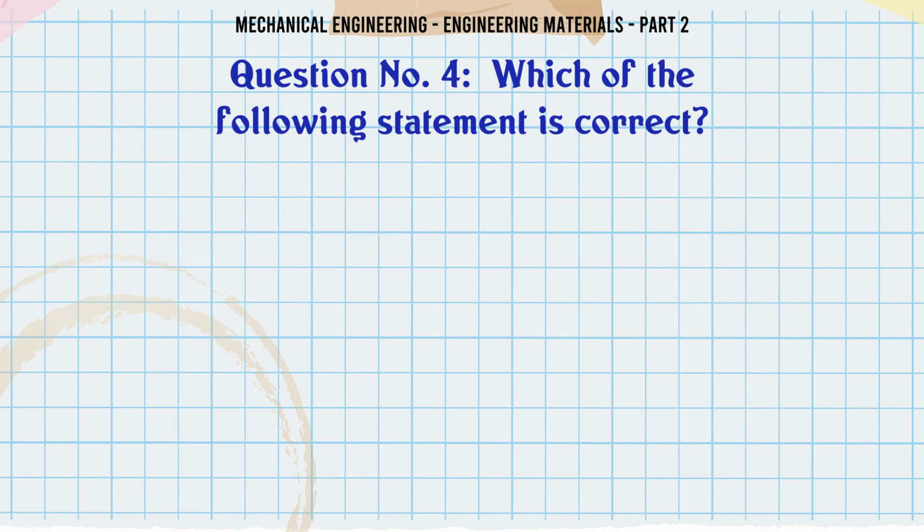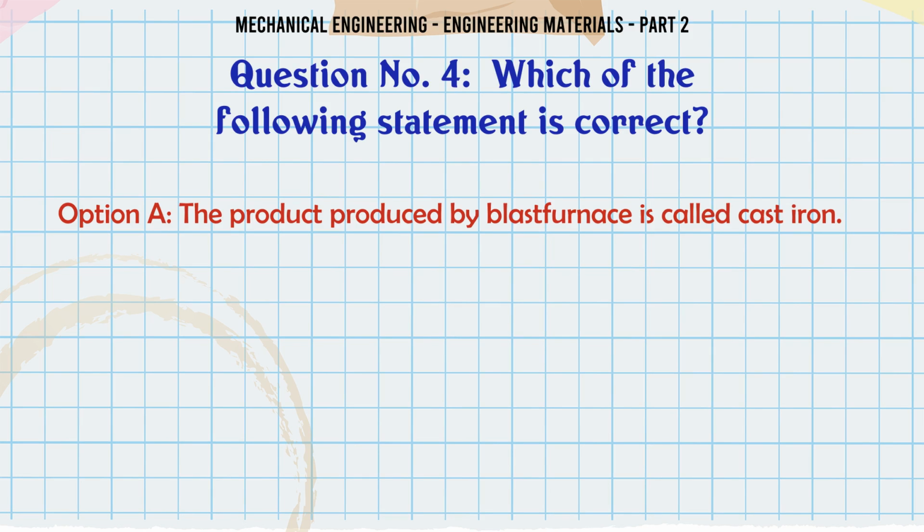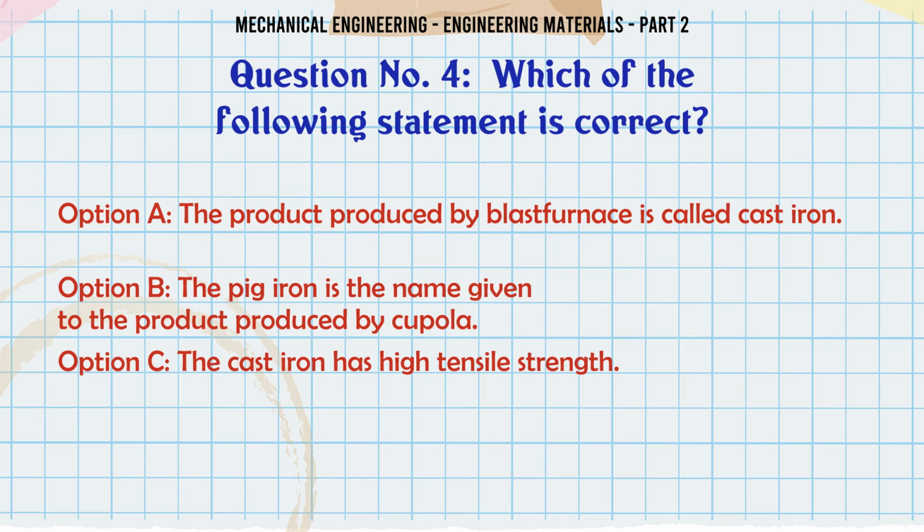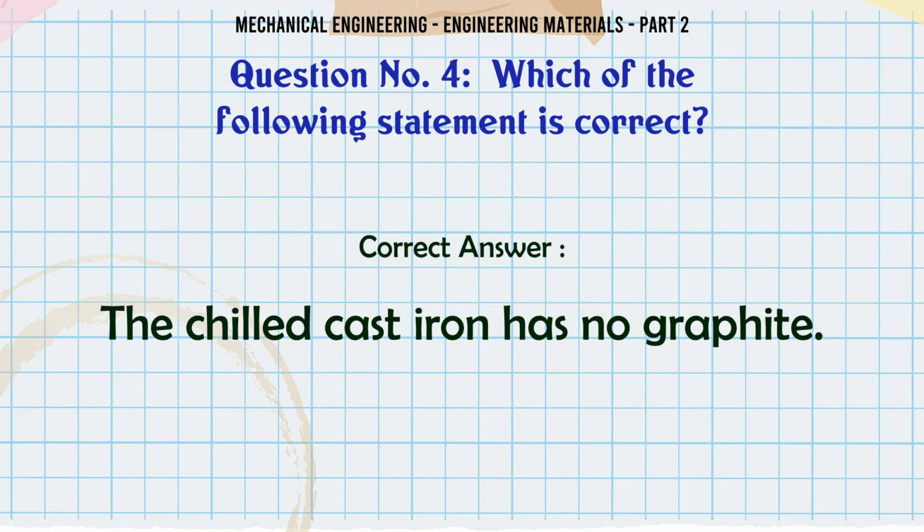Which of the following statements is correct? A. The product produced by blast furnace is called cast iron. B. The pig iron is the name given to the product produced by cupola. C. The cast iron has high tensile strength. D. The chilled cast iron has no graphite. The correct answer is the chilled cast iron has no graphite.